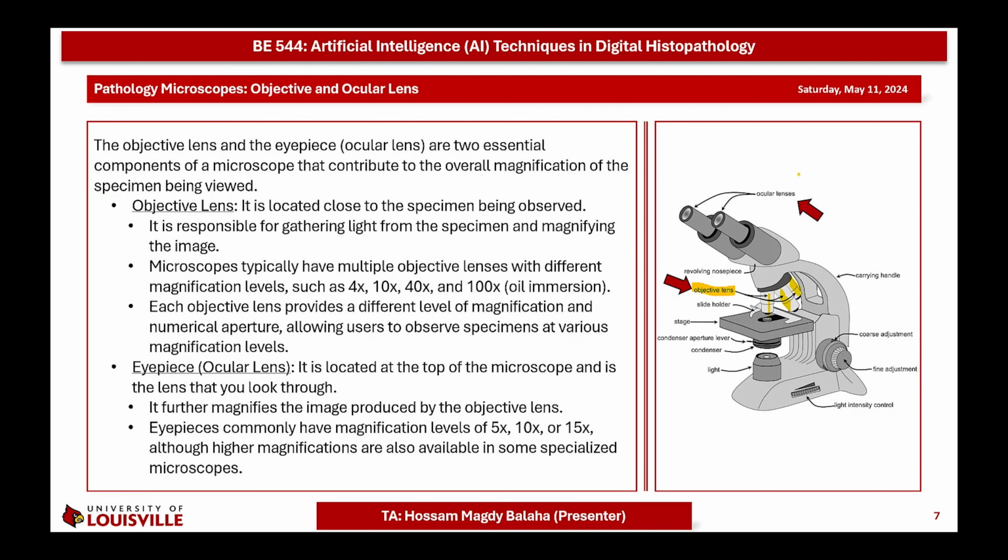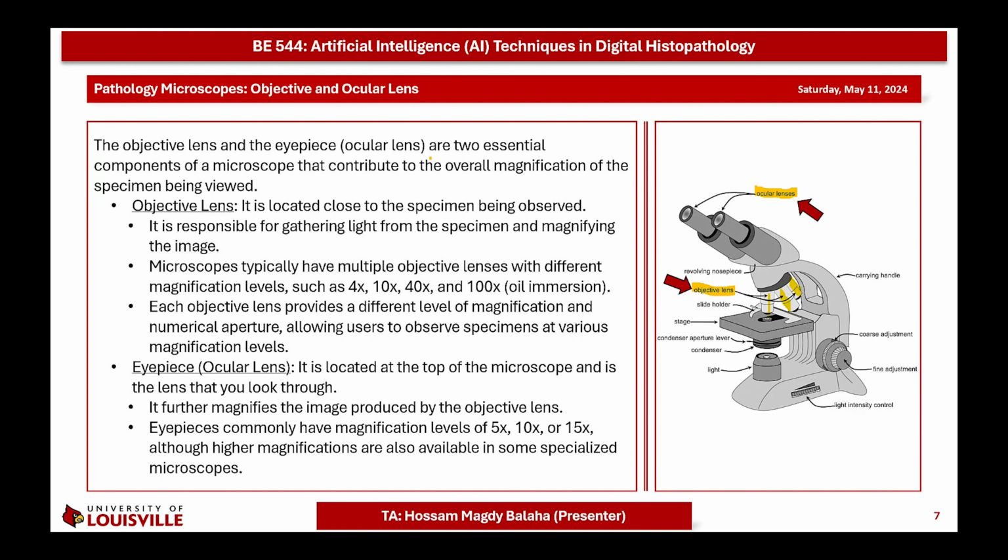While the ocular lens, or the eyepiece, as you see in the left arrow, is located at the top of the microscope, and this is the lens where you look. It further magnifies the image produced by the objective lens. Eyepieces, or ocular lenses, commonly have different magnification levels, such as 5x, 10x, or 15x.